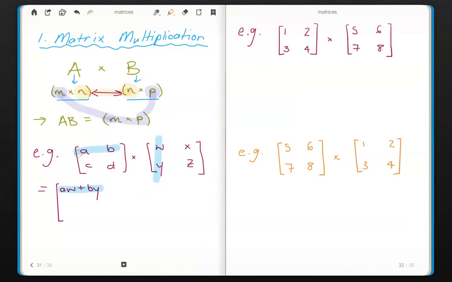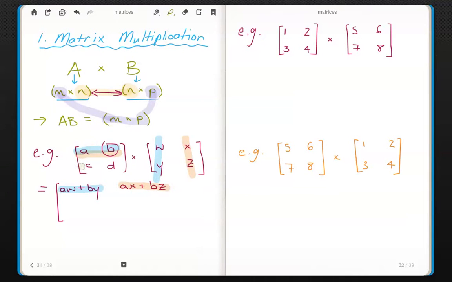For the next element, I'm going to do row 1 again of my first matrix times column 2 of my second matrix. So that's going to give me AX plus BZ, A times X plus B times Z. So that's going to give me this one. That is my first row done of my new matrix.